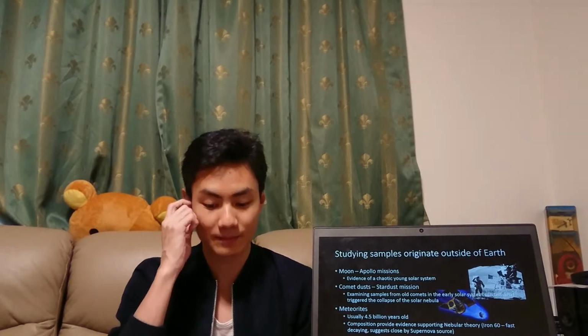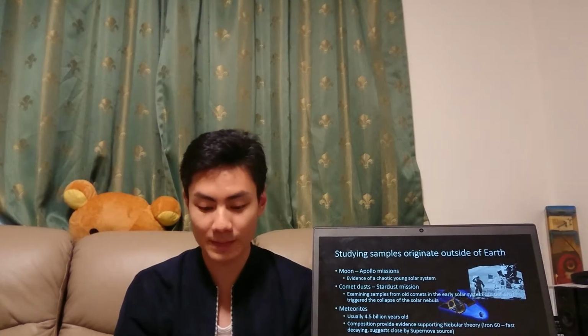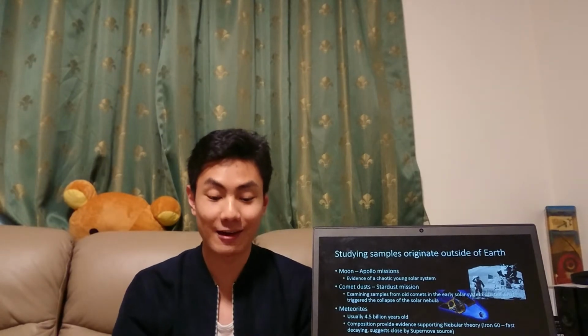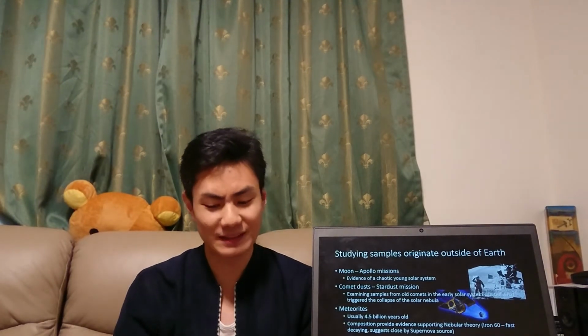Also, there are numerous samples we can study to know more about the early solar system, like samples collected from meteorites that provide evidence that there was a supernova nearby, the Apollo missions that collected moon rocks, and the Stardust mission that collected comet dust, which is potentially going to show us what the young solar system looked like.